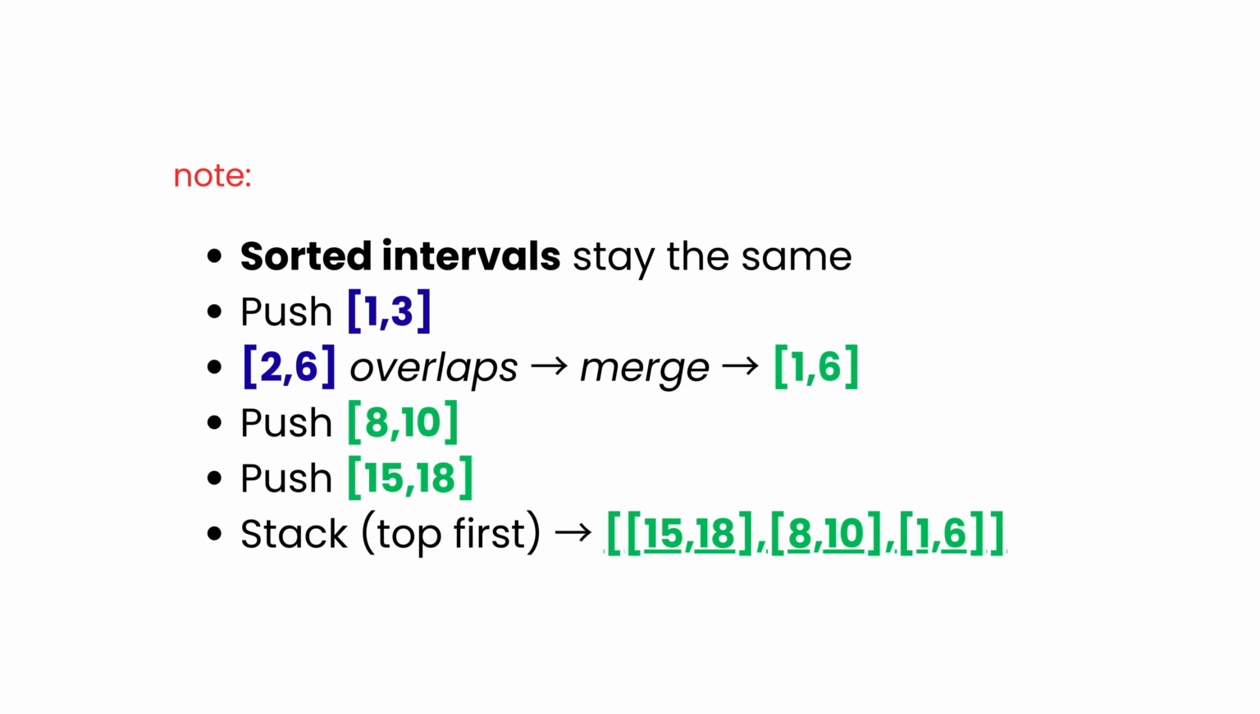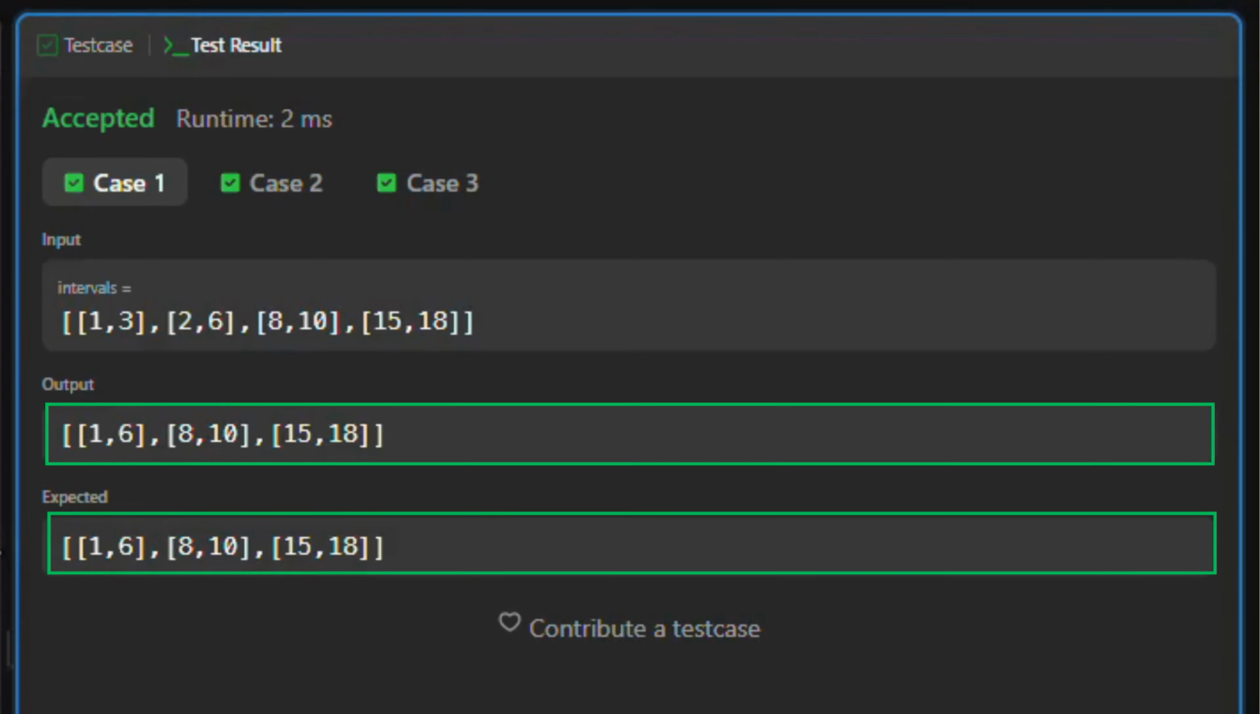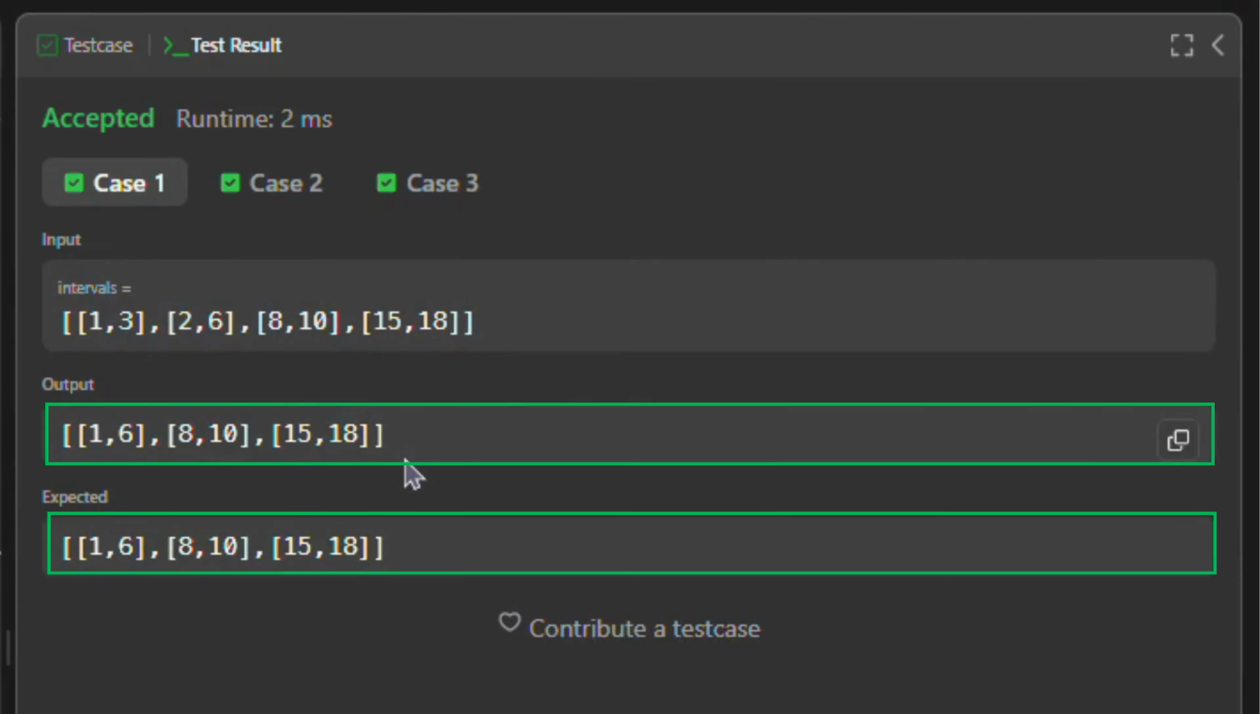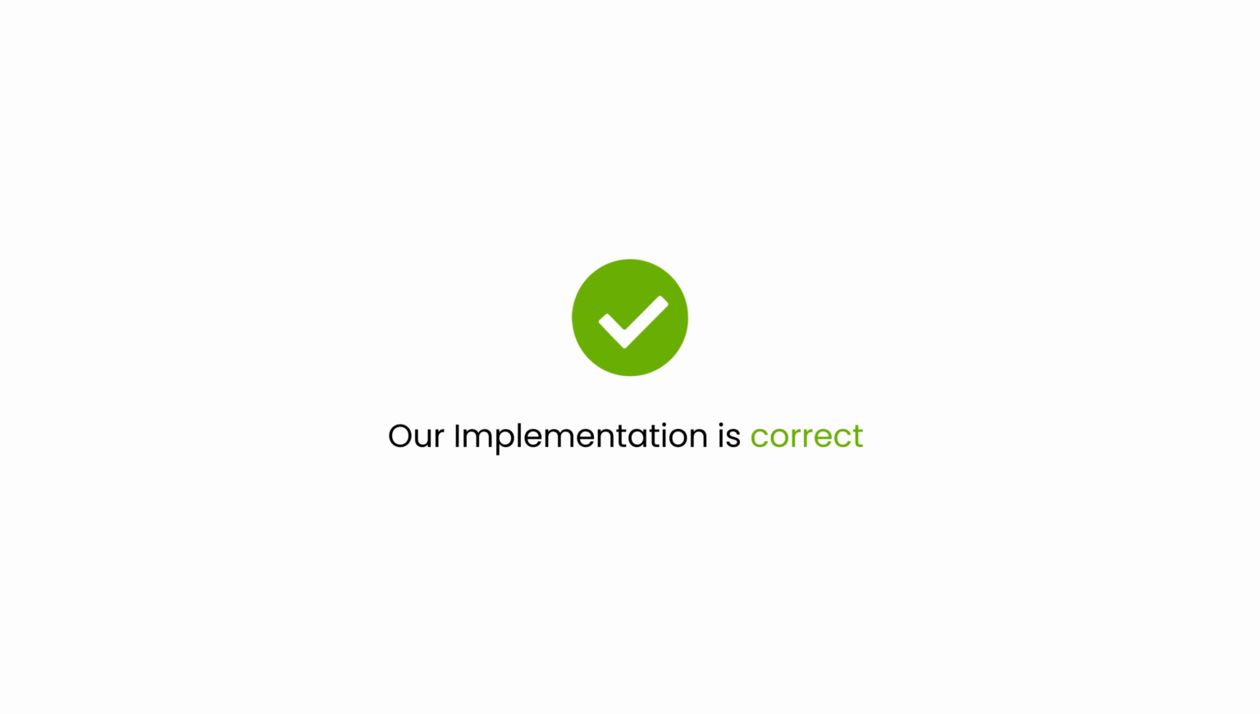Push [8,10]. Push [15,18]. The stack stores items in reverse order. Top first: [15,18], [8,10], [1,6]. This output is correct for the algorithm's stack order, which naturally reverses the intervals. The merged ranges themselves are correct. So our solution checks out, the result matches the expected behavior, and the algorithm handles this test case correctly.